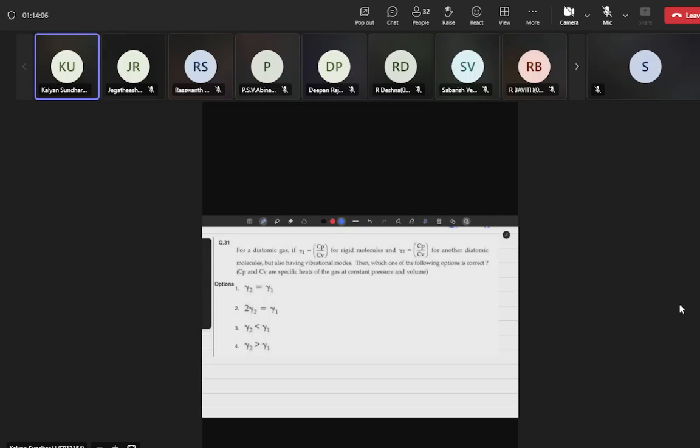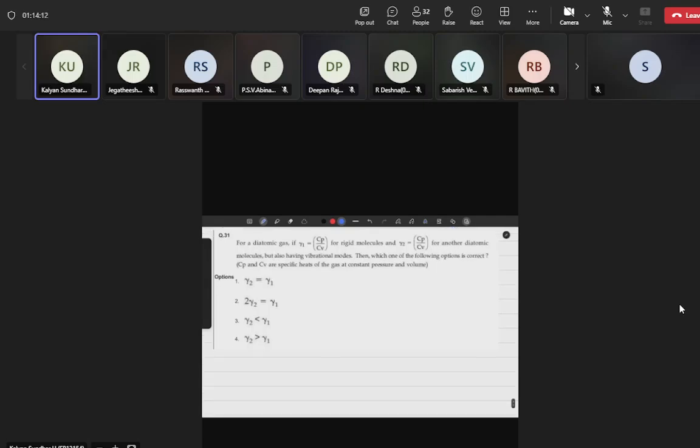So gamma, you have to relate them. Is there any relation between gamma and degrees of freedom? Gamma is equal to 1 plus 2 by f. Remember? In terms of degrees of freedom, you can write it in this way. So gamma 1 will be equal to 1 plus 2 by f, f is 5, correct? So gamma 2 will be equal to 1 plus 2 by 6, which you can write as 1 plus 1 by 3. So gamma 1 by gamma 2. So gamma 1 will be 7 by 5 and gamma 2 will be 4 by 3, correct?